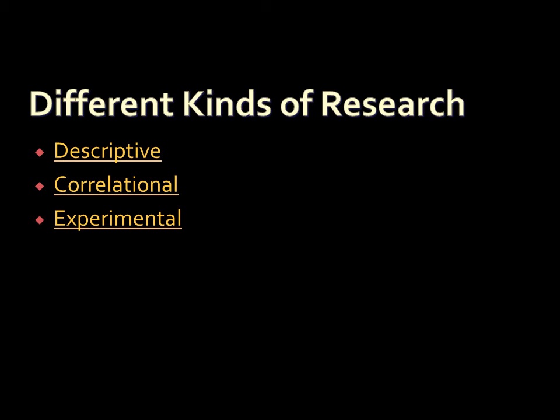Okay, we finished talking about the steps in the scientific method, and what I want to do now is spend some time looking at some of the different types of research design that psychologists use. And so, specifically, I'll talk about descriptive studies, correlational studies, which are a special type of descriptive study, and experiments. So, we'll look first of all at descriptive research.